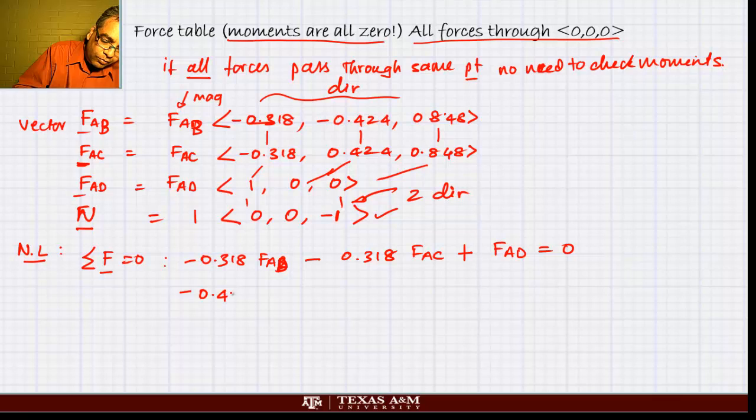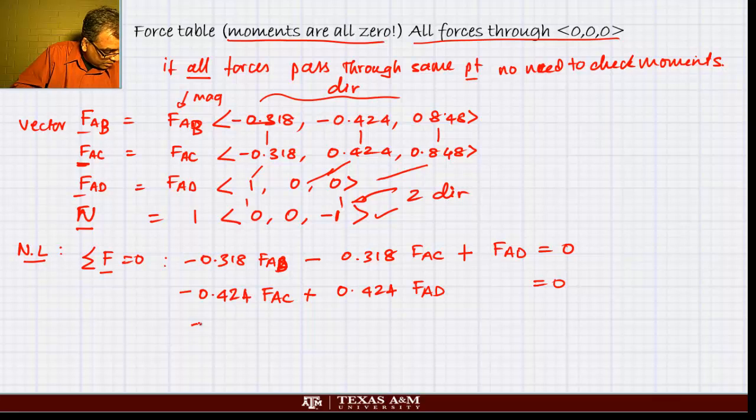Minus 0.424 FAC, plus 0.424 FAD equal to 0. Then the last one gives 0.848 FAC, sorry, FAB. I gotta be careful about this, no? So this is B, that's C.